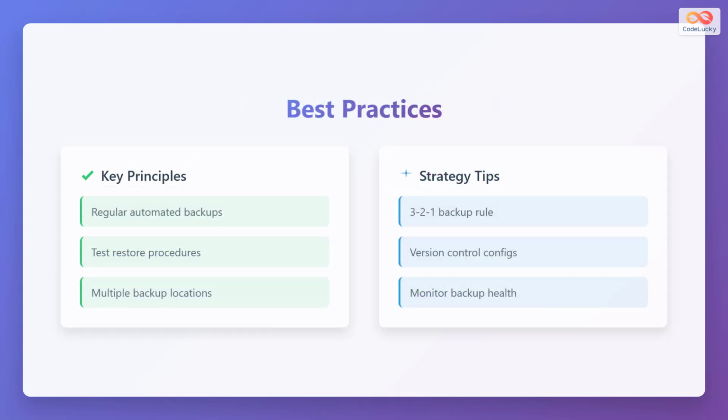Let's review some best practices. Some key principles include regular automated backups, test restore procedures, and multiple backup locations. Important strategy tips are the 3-2-1 backup rule, version control configurations, and monitor backup health.